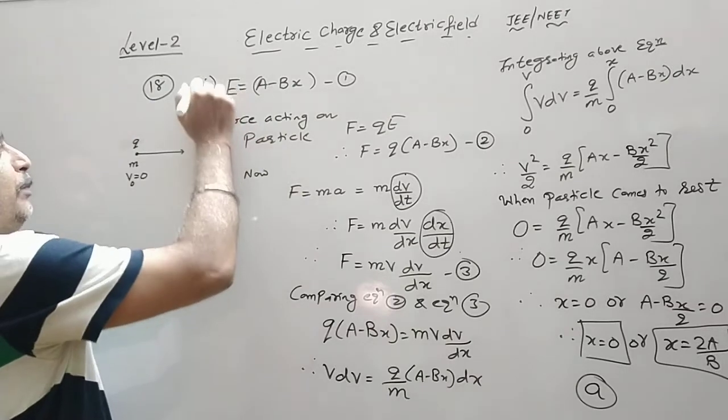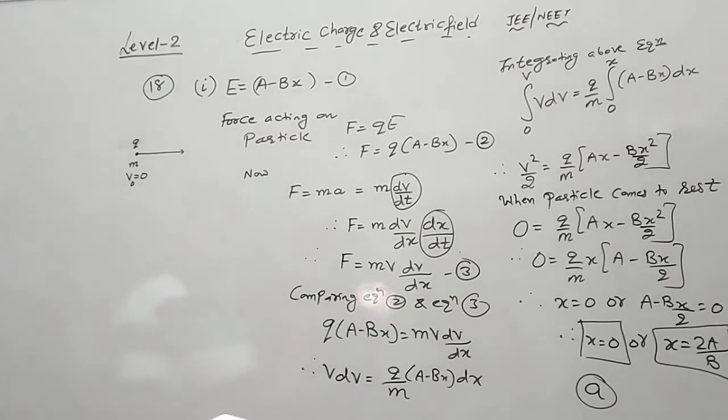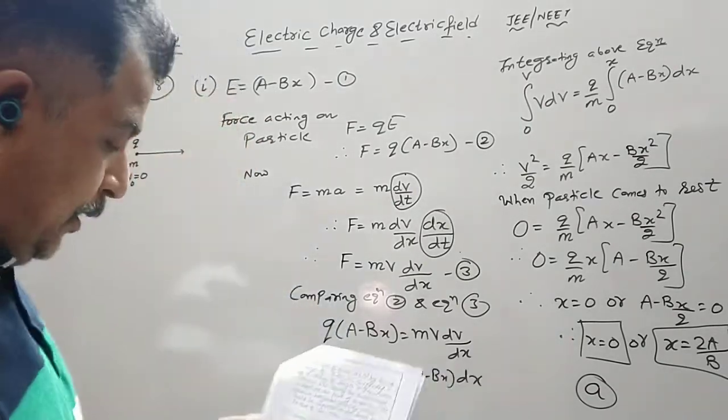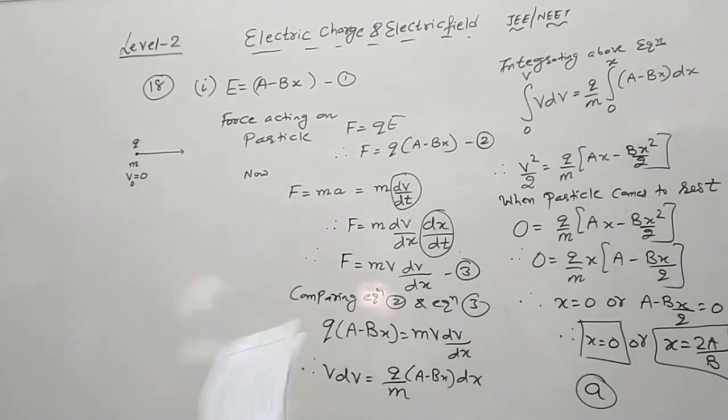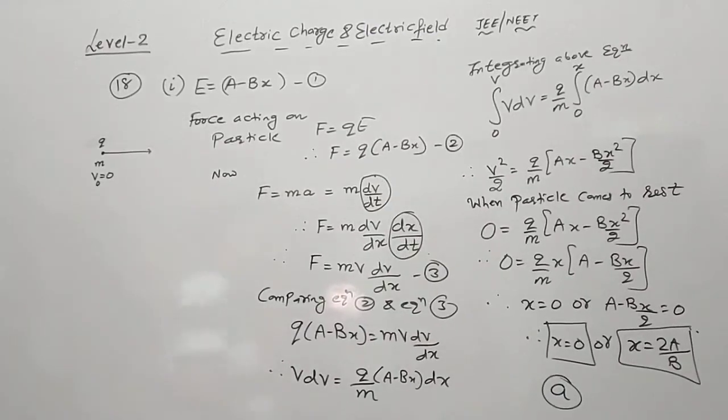This was the first part of MCQ number 18, so this is the distance traveled by the particle till it comes to rest. The second part is we have to find the acceleration at that moment. You have to find the acceleration at that moment.